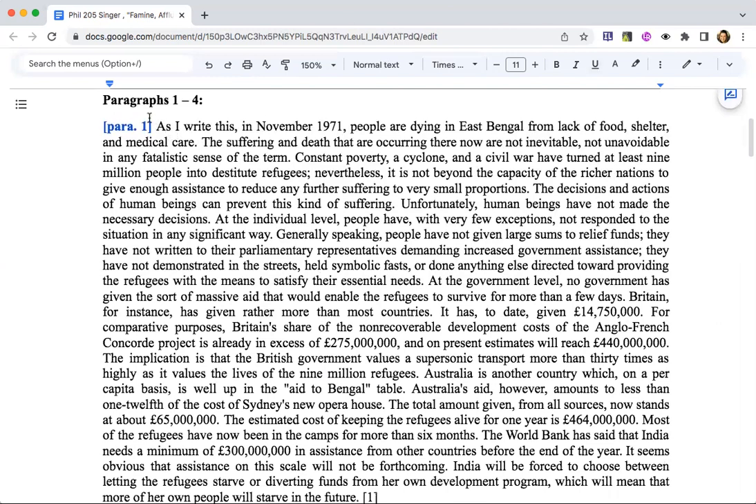Okay, paragraph 1. As I write this, in November of 1971, people are dying in East Bengal from a lack of food, shelter, and medical care. The suffering and death that are occurring there now are not inevitable, not unavoidable in any fatalistic sense of the term.